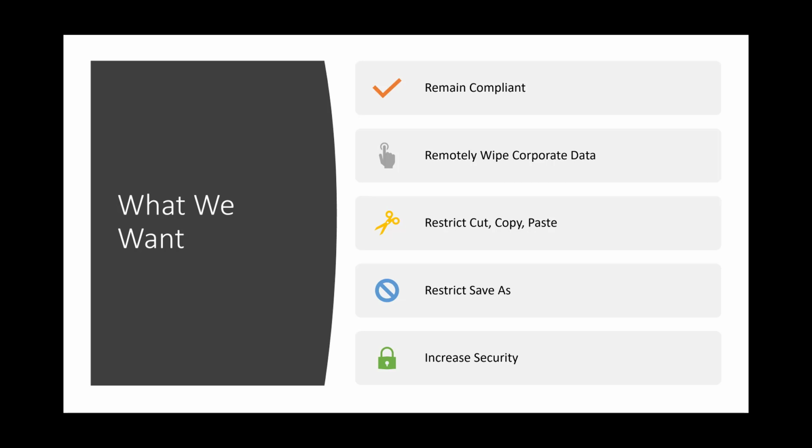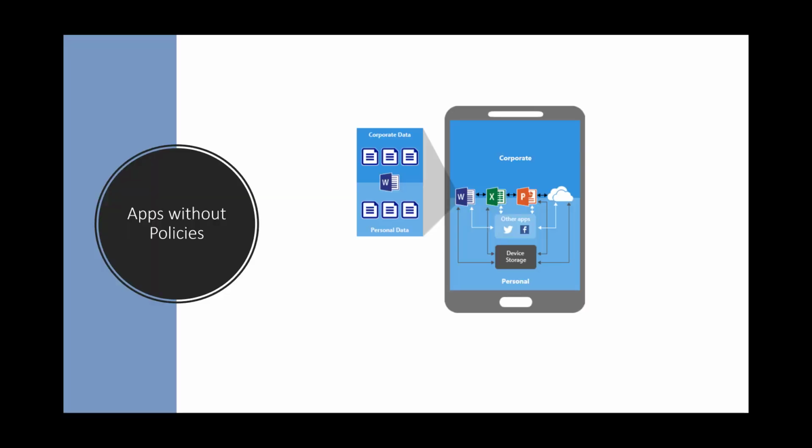We want to restrict their save as permissions for documents into, again, trusted locations, not the personal Google Drive or things like that. And then overall, obviously, we just want to increase our security. So we don't want somebody accessing these resources in an untrusted network on their personal laptop that gets infected with malware, and then bringing that back into our perimeter network and having an attacker move laterally throughout the organization. So these things can be accomplished with the solution from Microsoft Intune, which is mobile application management.